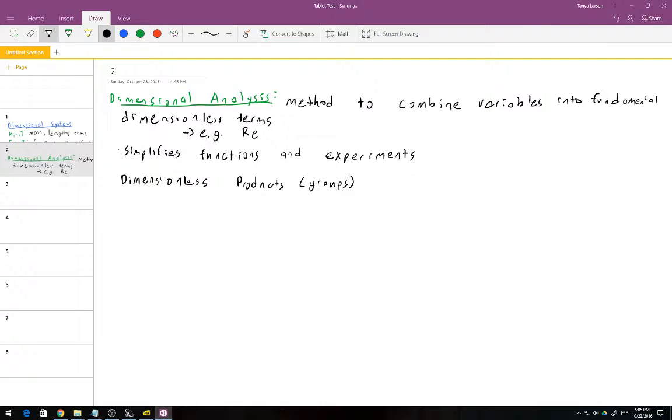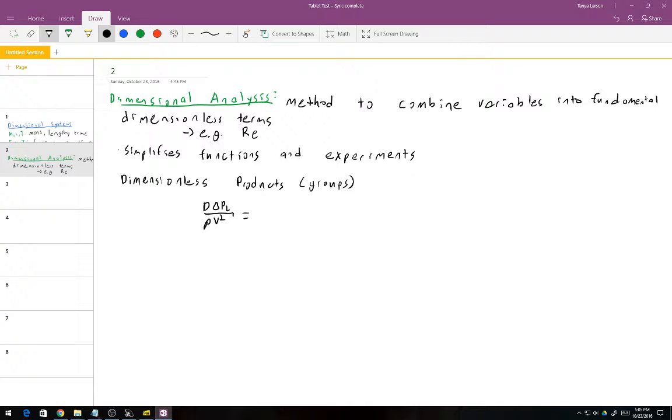For example, we will see that there are two dimensionless quantities we can use here, and we'll develop these shortly. I could use d delta P sub L over rho v squared as one dimensionless term. So this would be one dimensionless term.